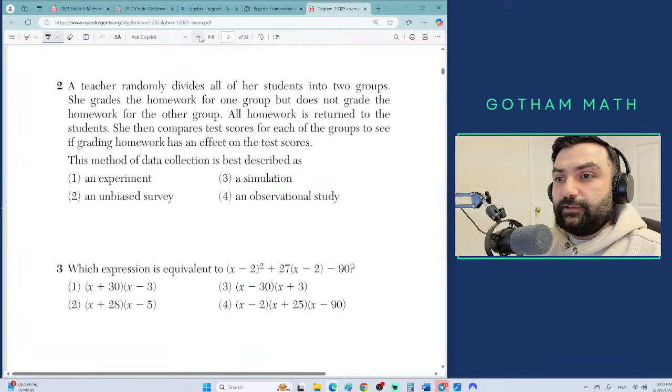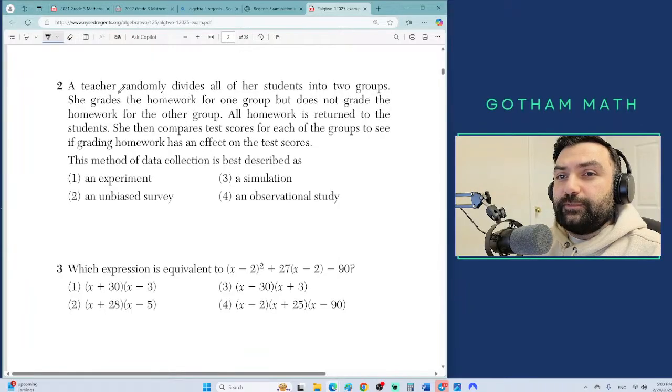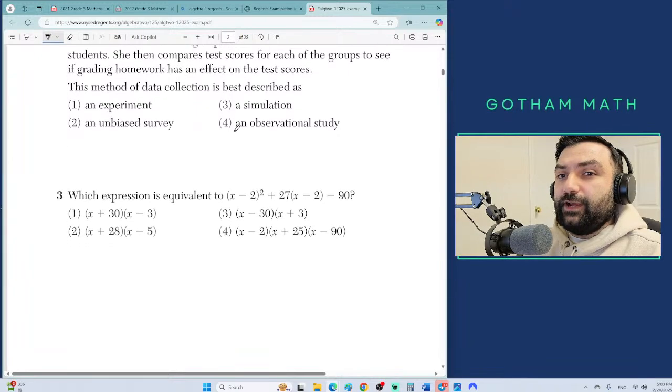Actually, let me make it a little larger. Okay, so a teacher randomly divides all of her students into 2 groups. She grades the homework of one group but does not grade the homework of the other group. All homework is returned to the students. Then she compares the test score for each of the groups to see if grading homework has an effect on the test scores. This method of data collection is best described as an experiment.